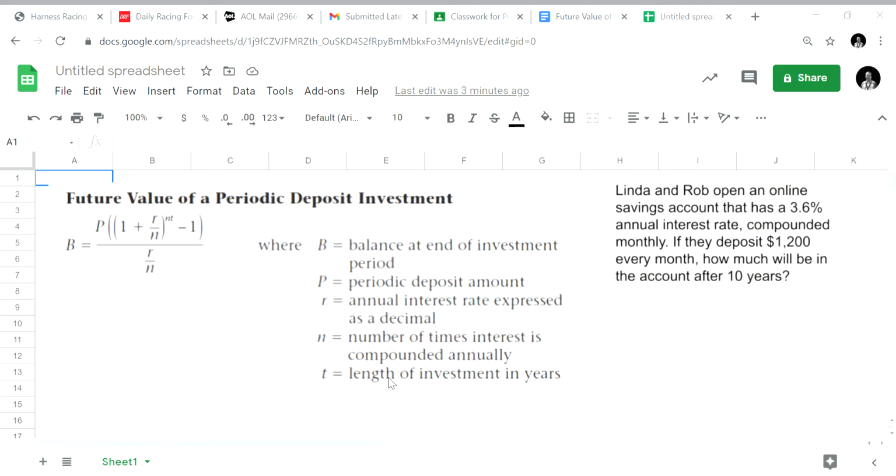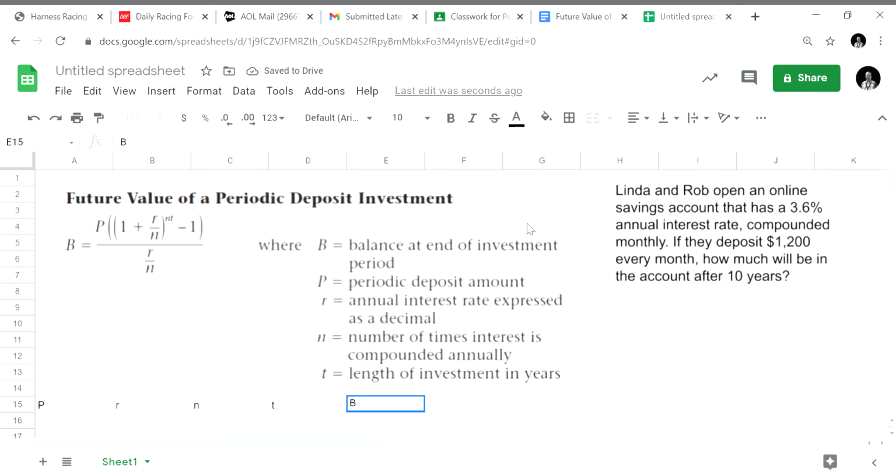So to do this in Google Sheets, we're going to have a P, an R, an N, and a T that we input, and then we come up with our formula for B. So let's put in the P, which is the periodic deposit amount. Let's put in R, our interest rate. N is number of times it's compounded annually, and T is time in years. And then B is going to be our balance, which is what we're going to do the formula.